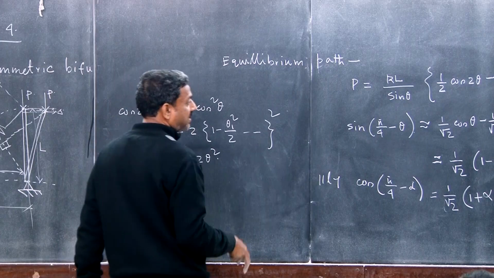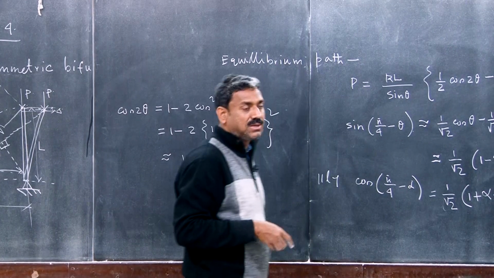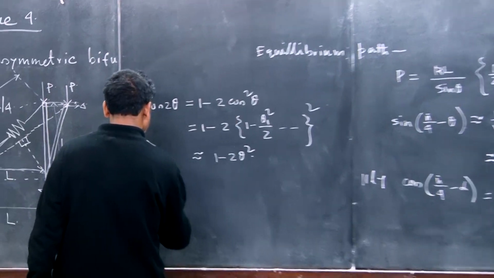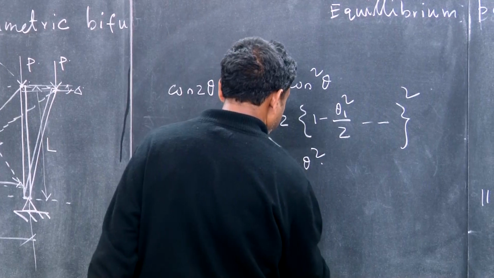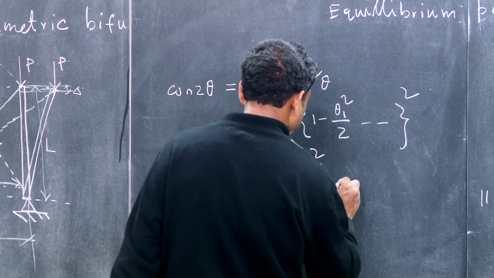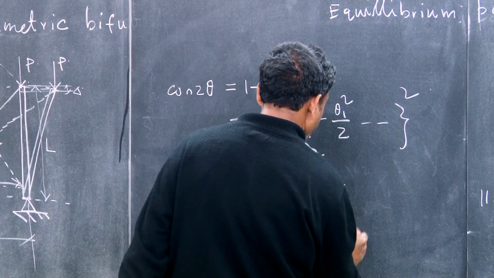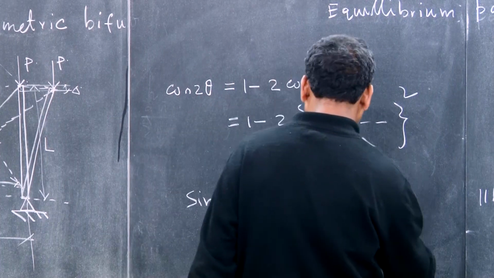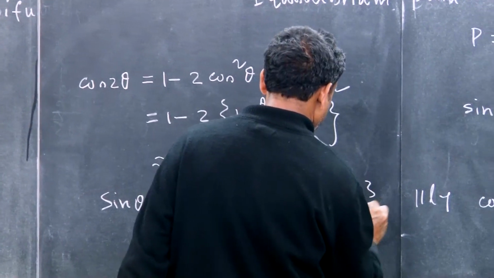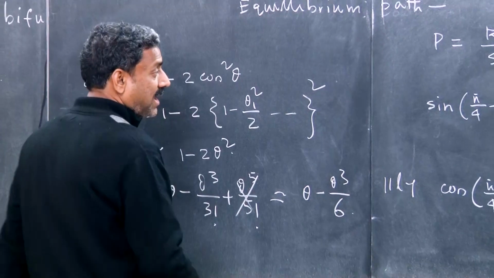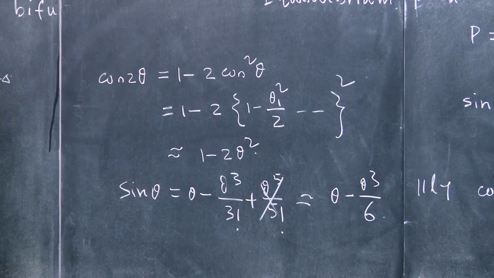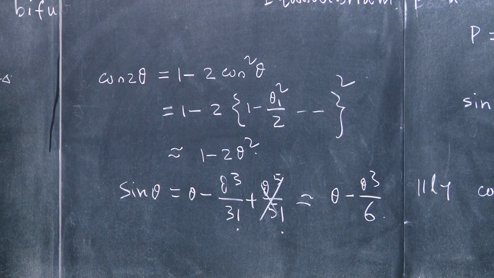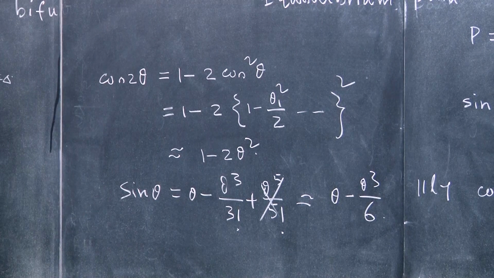So if you substitute everything, and sin theta, the expansion is what? Sin theta is theta minus theta cube by factorial 3, plus theta to the power 5 by factorial 5. We are not going to consider this, so we are going to consider theta minus theta cube by 6. Okay. And we will just take it further. So all of you please note these things, otherwise maybe later you will find it difficult to simplify. Clear? Please note it down.